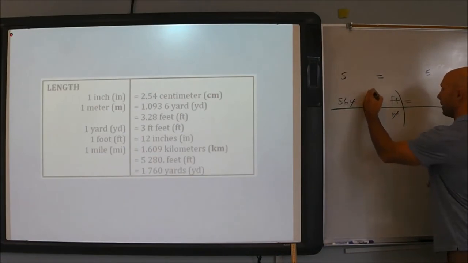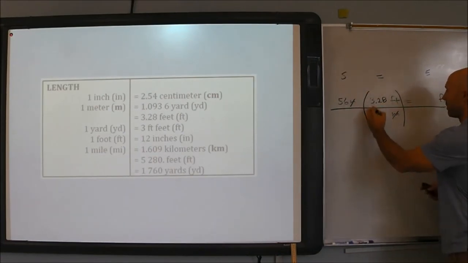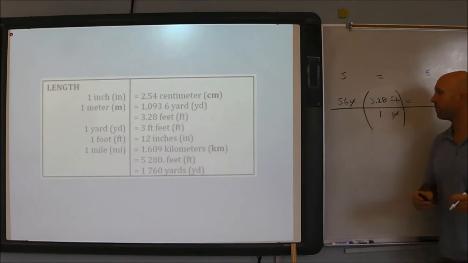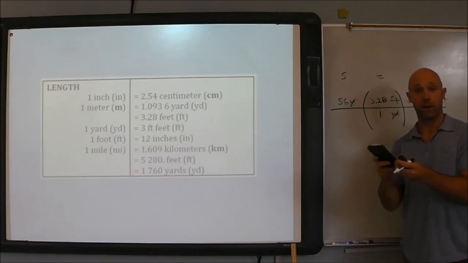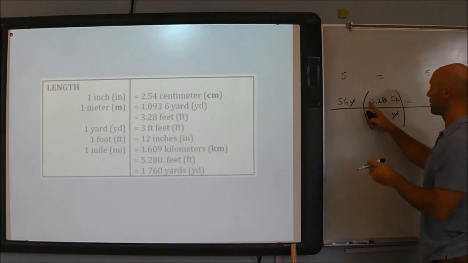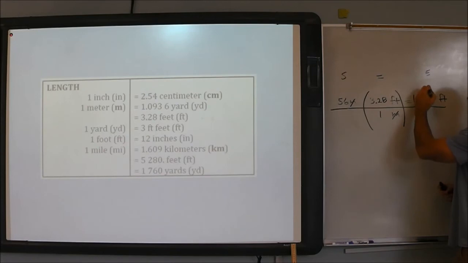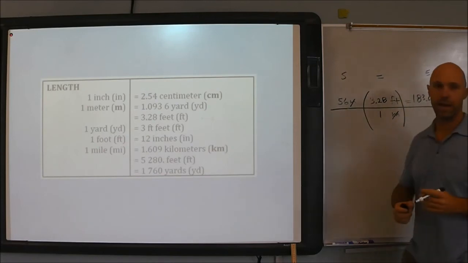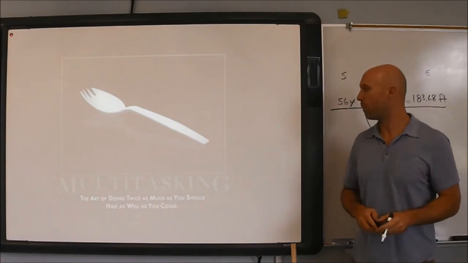So I plug in those numbers. Right? That's the key to this relationship. How do meters and feet relate? Take those, plug them into your calculator, and you find that 56 times 3.28 is 183.68. And that'll be the way that we solve one of these problems. Let's take a look at one more.